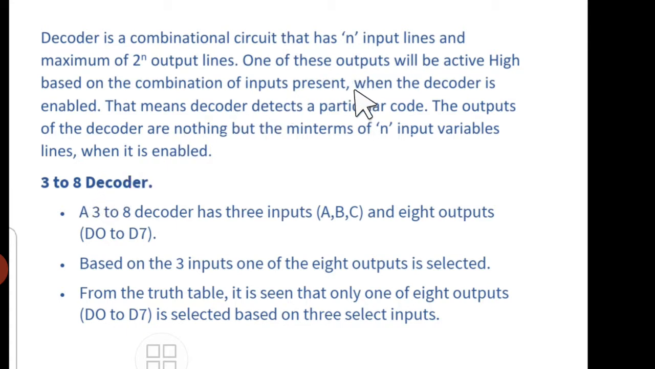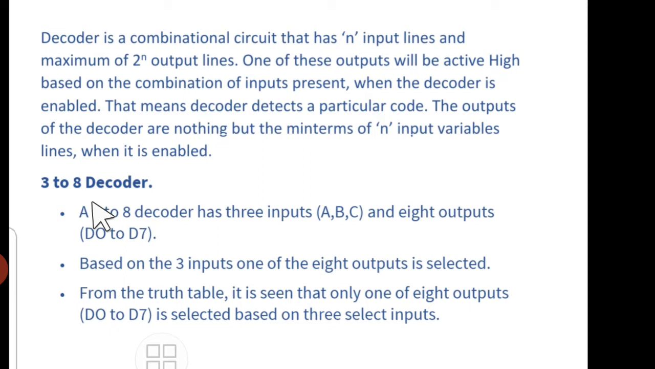One of these outputs will be active or high, based on the combination of the inputs present, when the decoder is enabled. That means the decoder detects a particular code. The outputs of the decoder are nothing but the min terms of the n input variable lines when it is enabled. So what you need to understand is, out of these 8 outputs, only one will be active or high at a time. Always take care of that.